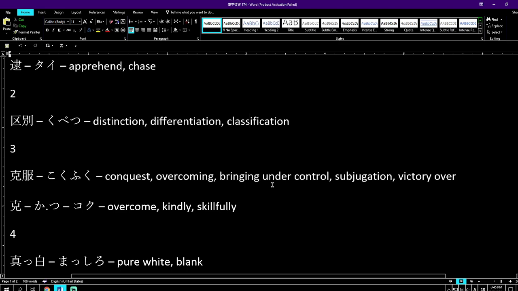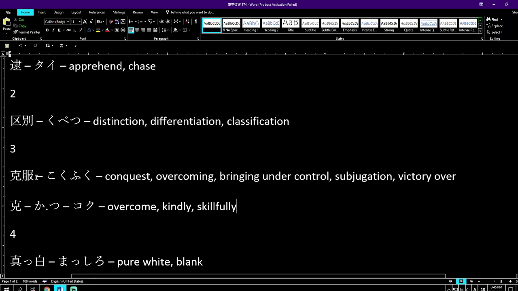Number three is kokufuku. Kokufuku is a conquest, an overcoming, or a bringing under control of something. On the left side, we have our new kanji, koku, to overcome kindly or skillfully, which is the one that I'm going to focus on here. Our kanji itself is made up of the radical for old on two legs. So older two legs are very skillful. An old person's legs are very skillful to overcome.